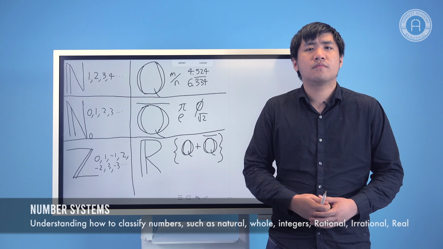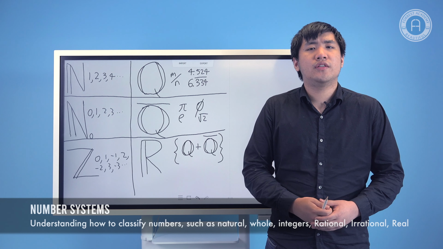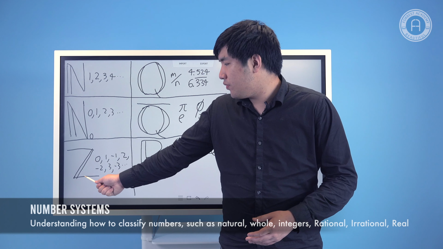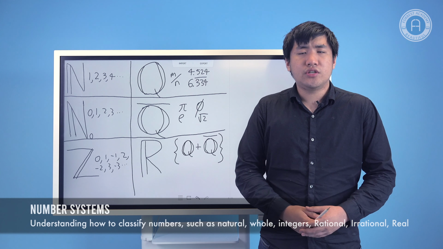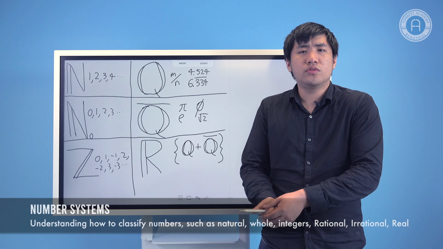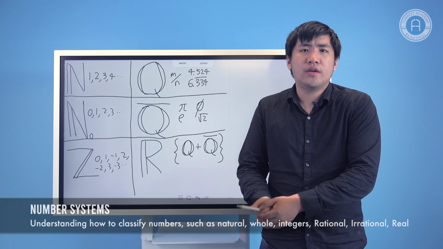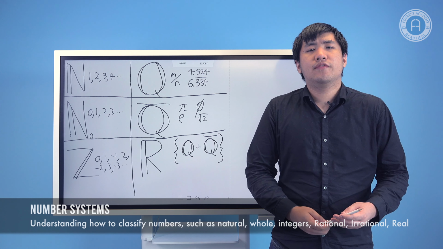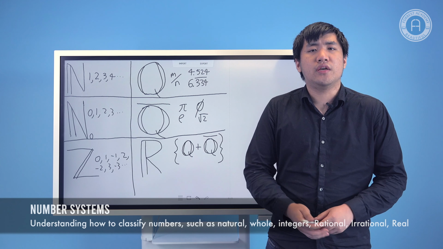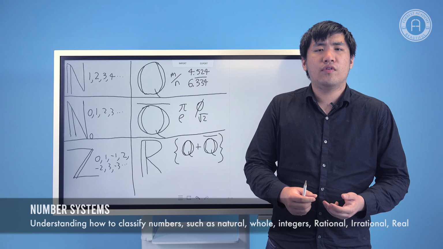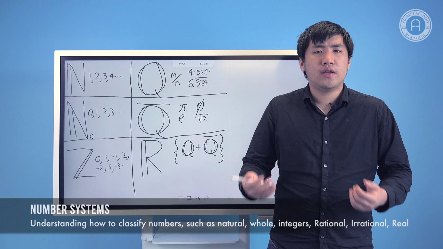Next, we have the integers, which we denote down here with a Z. The integers, you can think of it as the whole numbers, but including their negative counterparts. So if I were to count the integers, I would say 0, 1, -1, 2, -2, 3, -3, and so on.